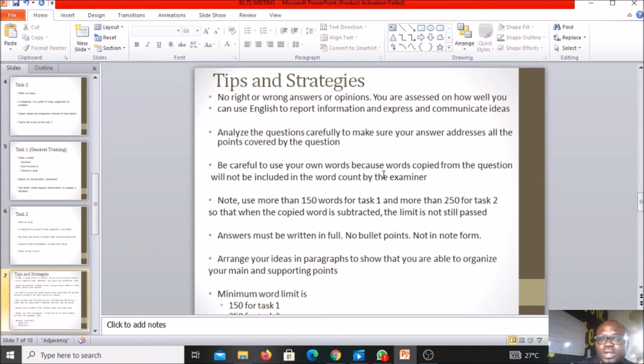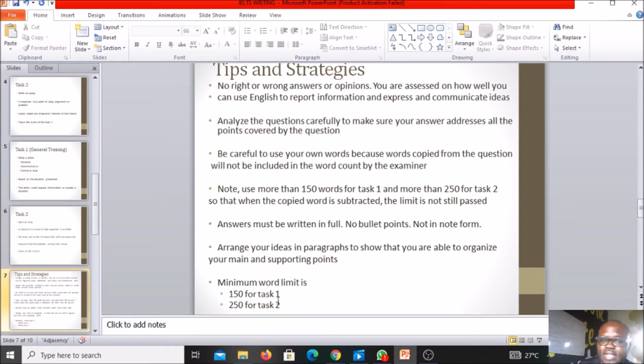Like I said, the minimum word count for Task 1 is 150 words. Take note. The minimum for Task 2 is 250 words. That's why Task 2 has more score than Task 1. So if you're writing, make sure you're not copying words from the question. Having a minimum of 150 does not mean it should be exactly 150. You can have 160, which is still okay. For the 250, you can have 260 or 265, still okay. So be careful to use your own words, because if you use words from the question, they will not be included in the word count by the examiner.